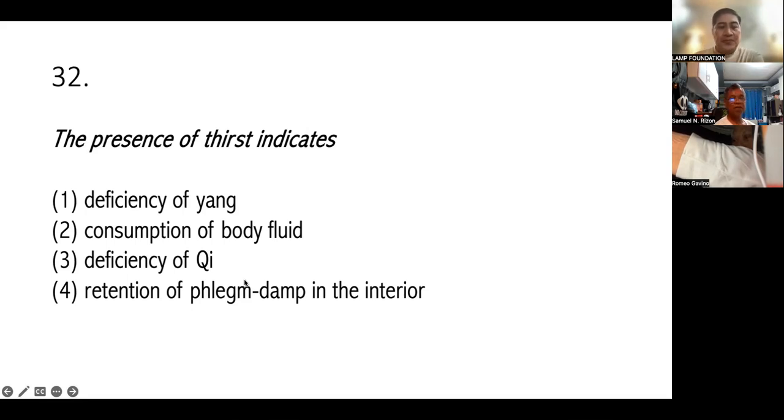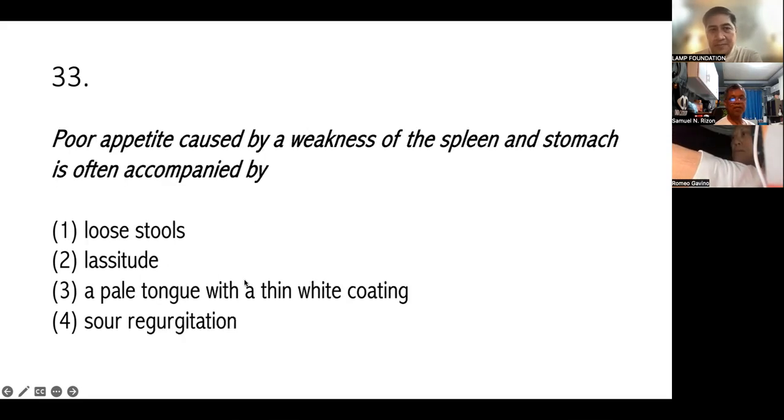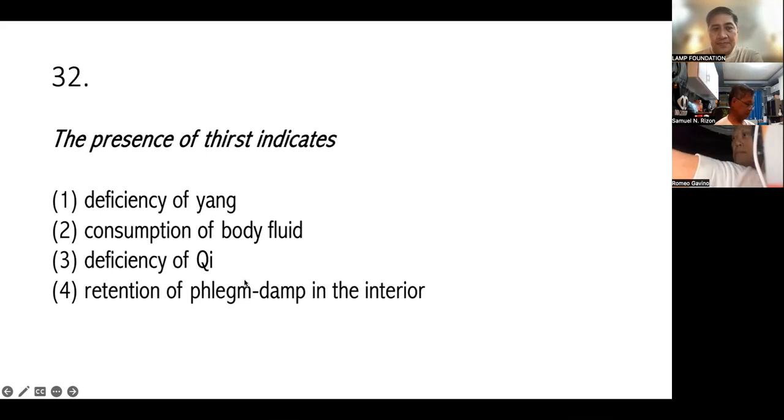Okay. Did you start practicing pulse diagnosis? Yes po, Doc. Unti-unti lang po dito sa bahay. Okay. Sige po. Let's go to number 32.